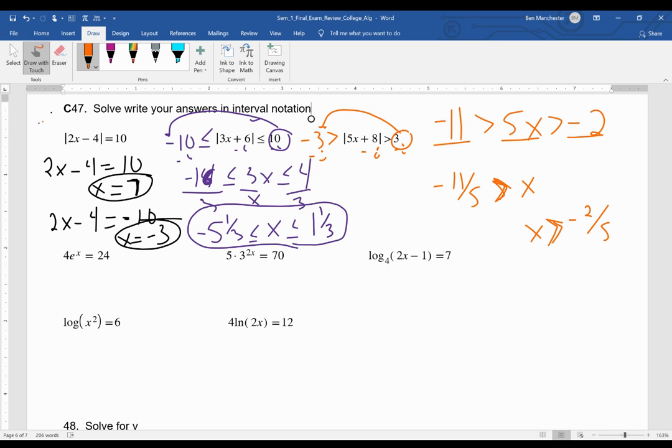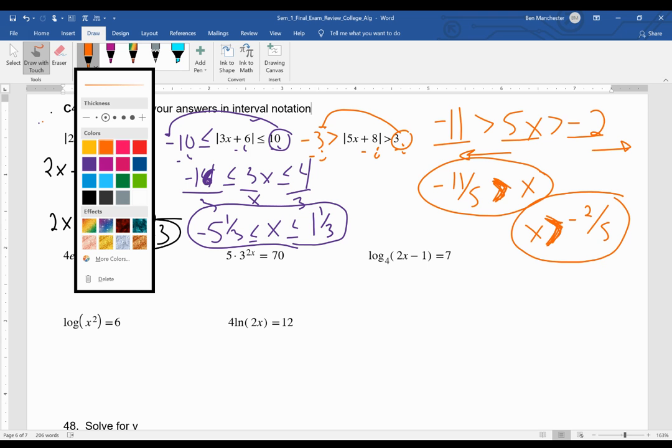Okay, so remember, we can split this into 2 now. This is one answer: x is less than -11/5. And the other one is x is greater than -2/5. So this one goes to the left on your line graph, and the bottom one goes to your right. Just be able to separate those.